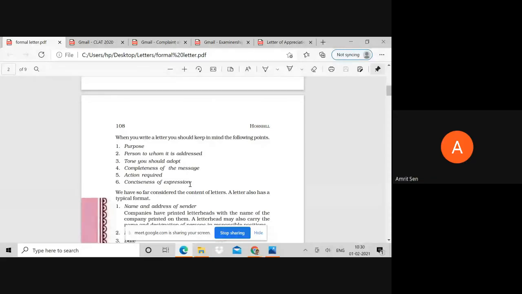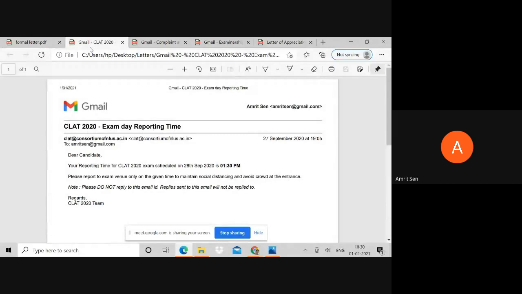Thank you. Now, the purpose of the letter. So this is an email which is being sent because I had applied from my email for my daughter's admission to CLAT. And it is fundamentally an email which is telling me the date and time of the CLAT examination. So it says, dear candidate, your reporting time for CLAT is on this date and at that time, right? And it must be very clear.